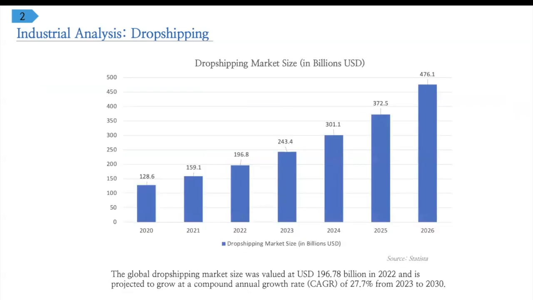And to lastly provide an industrial analysis of dropshipping, the following graph shows the previous and forecasted dropshipping market size in billions of United States dollars from 2020 to 2026. The global dropshipping market size was valued at $196.78 billion US dollars in 2022, and is projected to grow even further at a compound annual growth rate of 27.7% from 2023 to 2030.